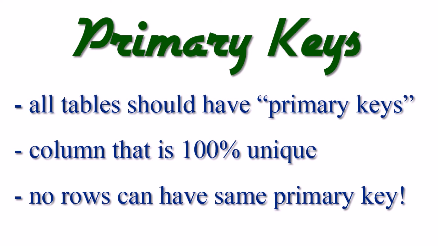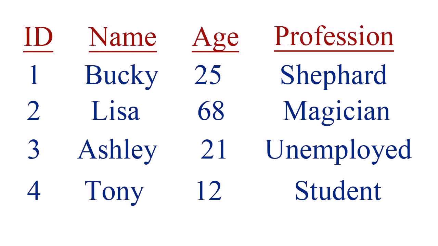Now remember this, whenever you make a table in a database, you need to have a primary key, and that is a column that's guaranteed to be 100% unique. So basically, no entries or no rows can have the same primary key. So let's go ahead and take a look at this table with primary keys.